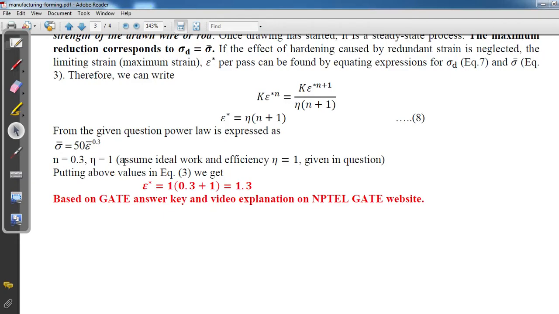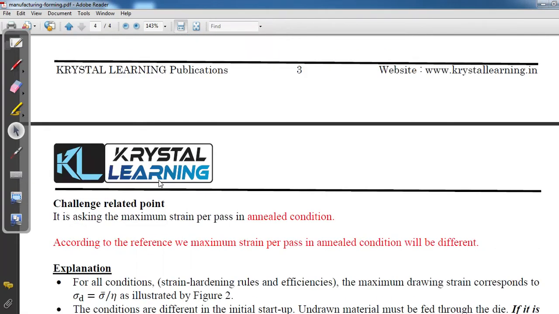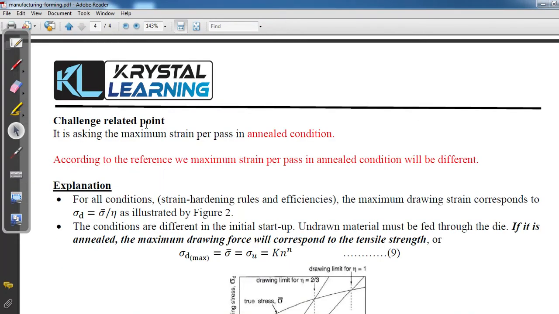But let's now come to the bone of contention, the challenging point. What was the challenging point? It is asking for the maximum strain per pass in the annealed condition. If the annealed condition was not there, there was no doubt, no problem, it is absolutely right. But here it is again and again asking, so just read that question again and again.